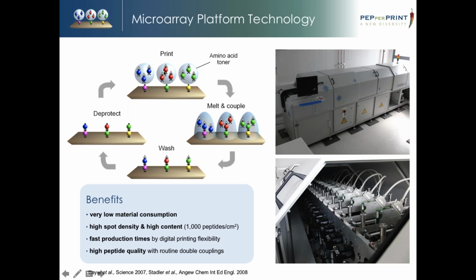In the upper right corner, this is a schematic of how it works. You have your glass slide, you print the amino acid, you melt, couple, you wash, deprotect, and then keep going over and over until you have your linear peptide printed onto the glass slide.